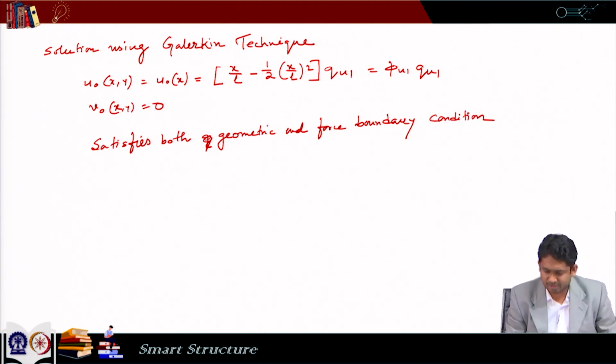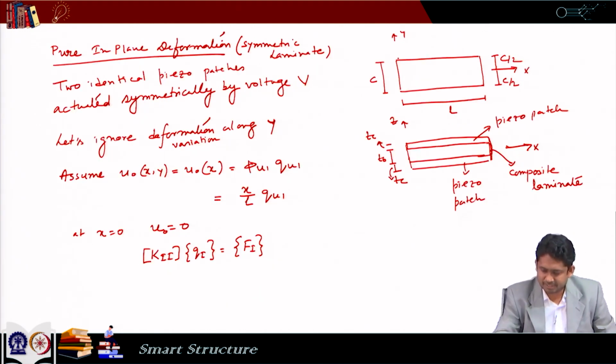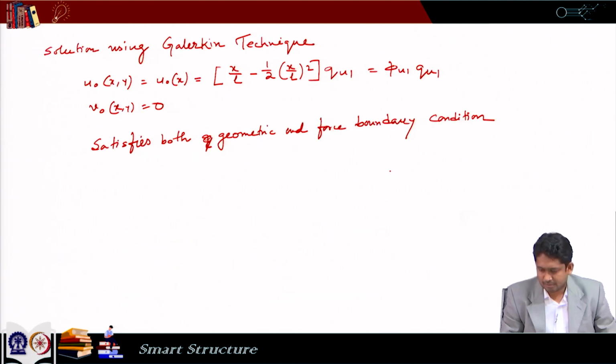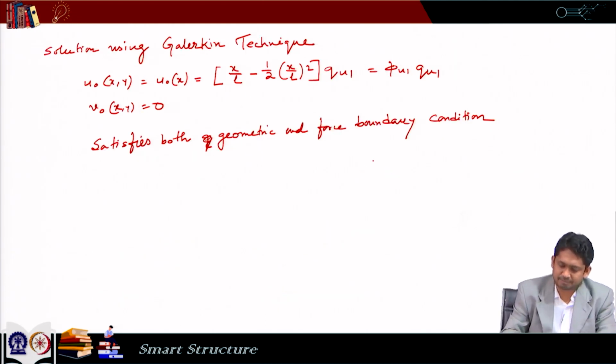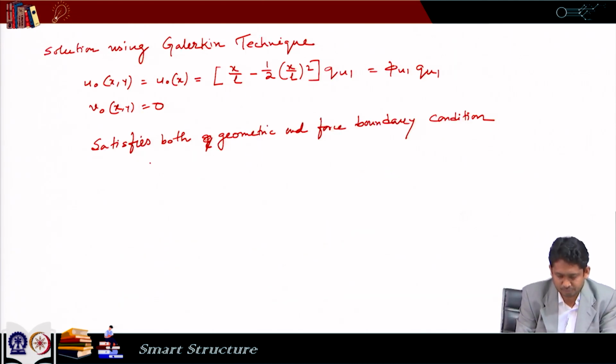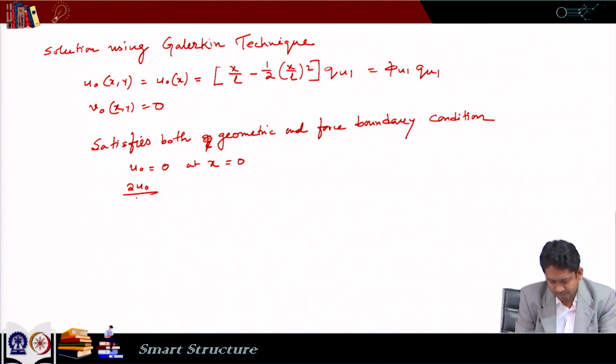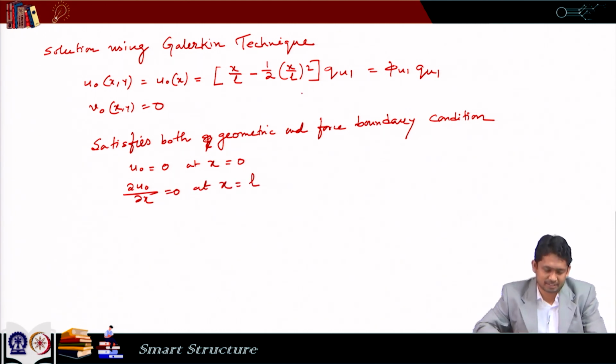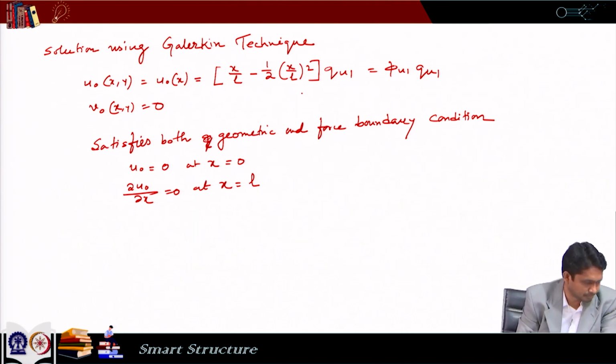Our geometric boundary condition is that this part is clamped, so u0 is 0 here, and the force boundary condition is that at the free end there is no force. So, u0 is equal to 0 at x equal to 0, and del u0 by del x is equal to 0 at x equal to L, and this approximation satisfies those conditions.